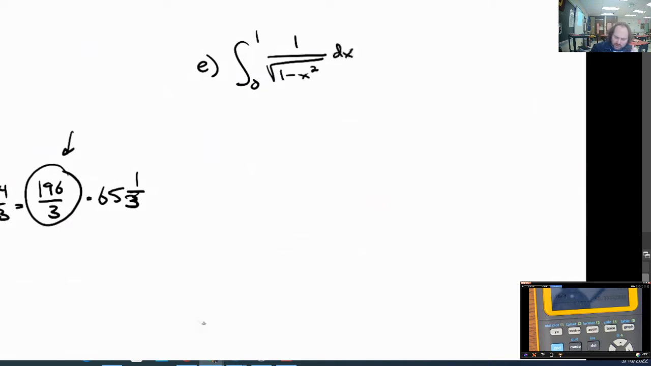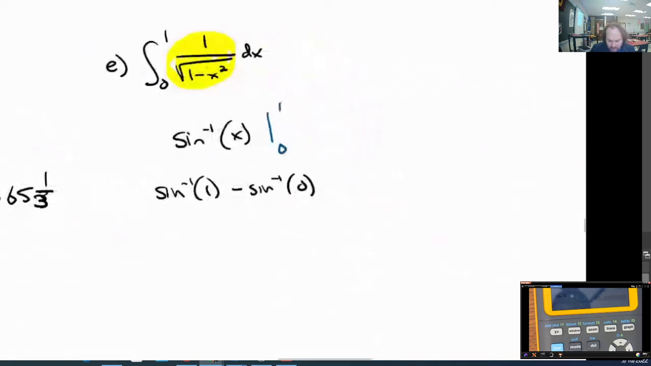In this case, we just need to recognize what this is as far as a derivative. That is the derivative of the inverse sine of x. So this is simply the sine inverse of x, evaluated from 1 to 0. Now that itself can be kind of a challenging question to answer because the sine inverse of 1 minus the sine inverse of 0 is also a thing we really got to think about.